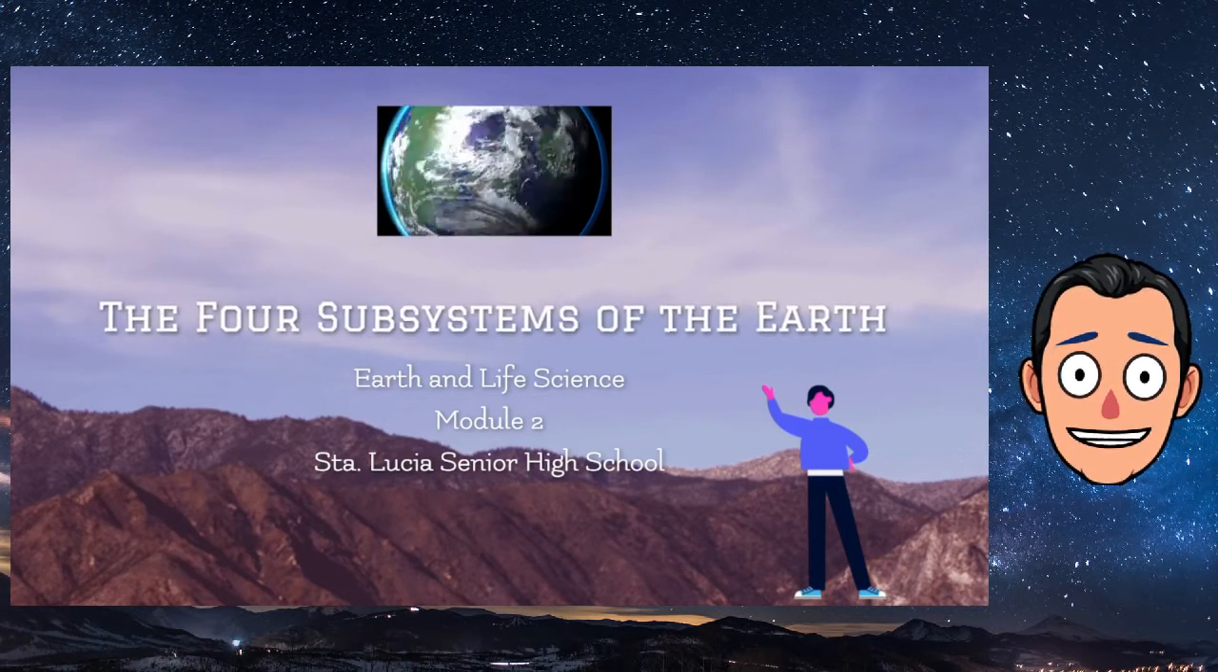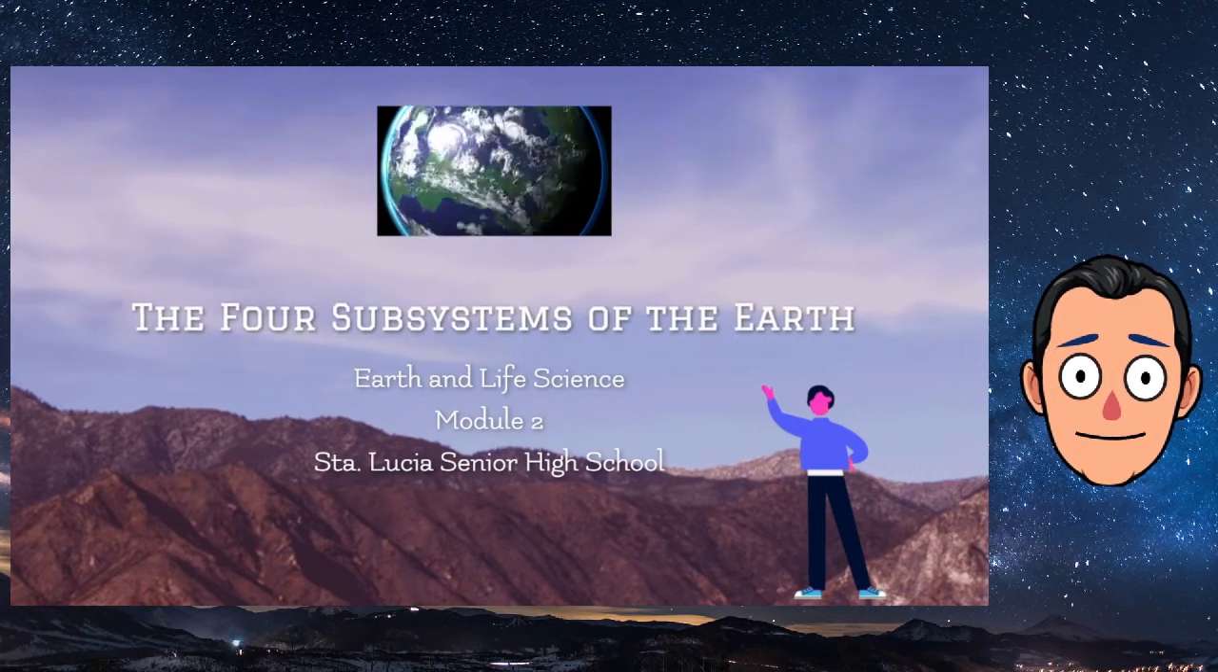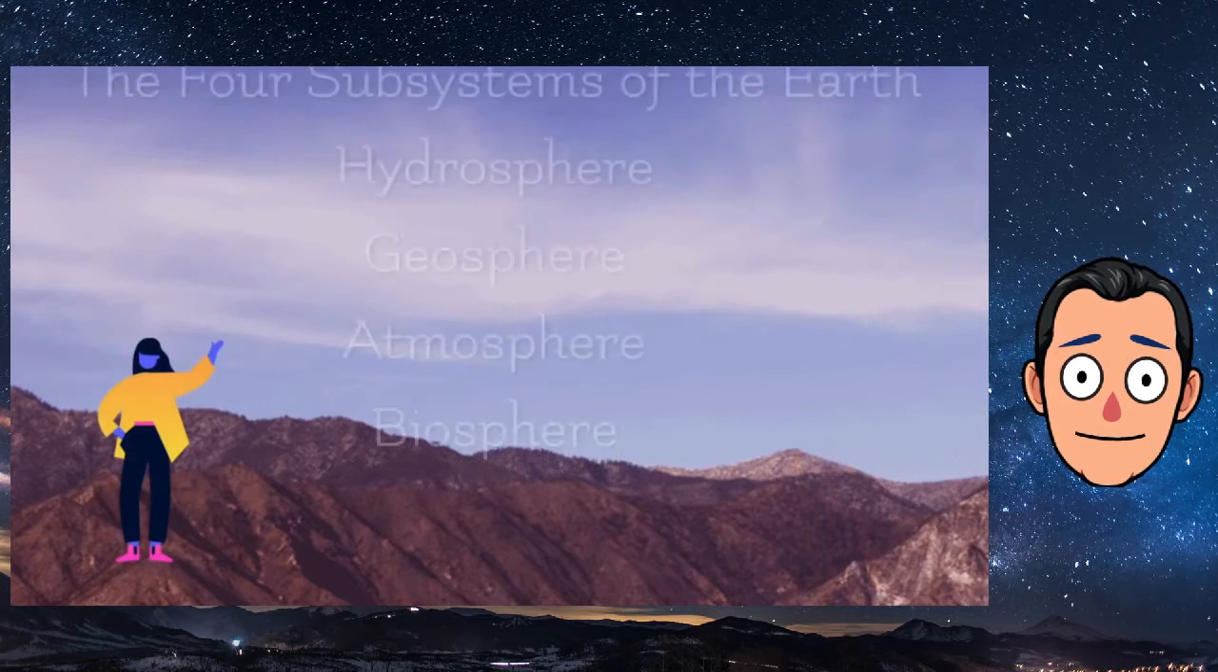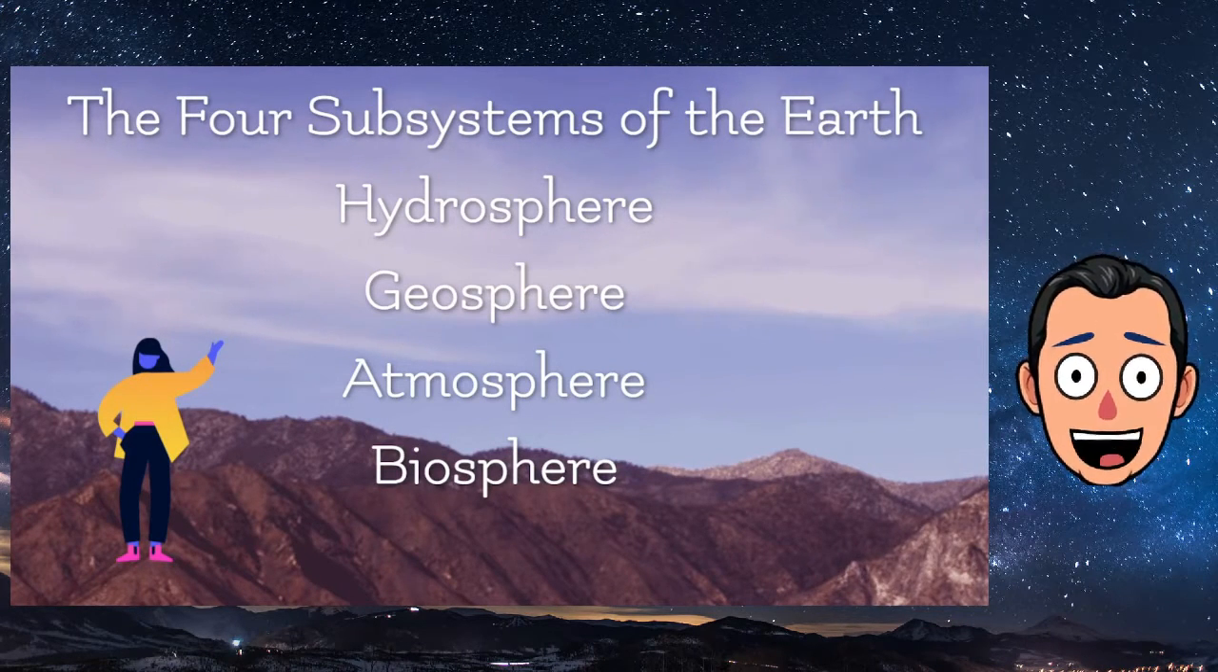The four subsystems of the Earth. The four subsystems of the Earth are the following: hydrosphere, geosphere, atmosphere, and biosphere.